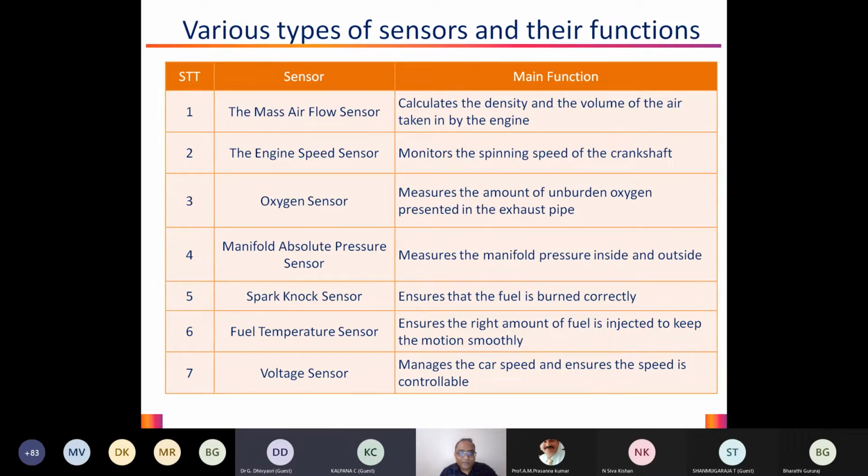There is a mass airflow sensor, and there is an engine speed sensor, which continuously checks at what speed the engine is running. Then there is an oxygen sensor, which measures the amount of unburned oxygen present in the exhaust pipe. There is a spark knock sensor, which ensures that the fuel is burnt correctly. There is a fuel temperature sensor, which ensures that the fuel is injected to keep the motion very smooth. And there is a voltage sensor, which manages the car speed and ensures the speed is controllable.